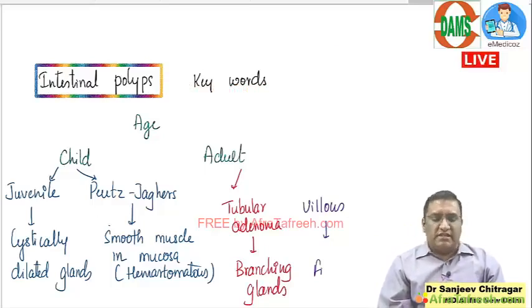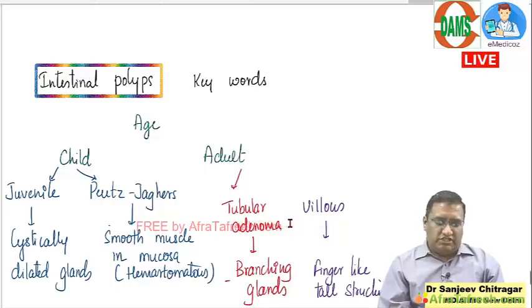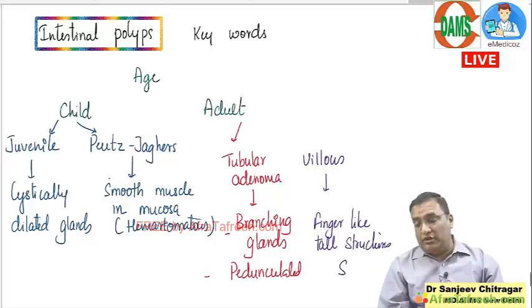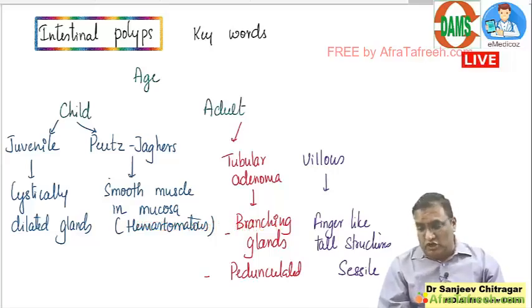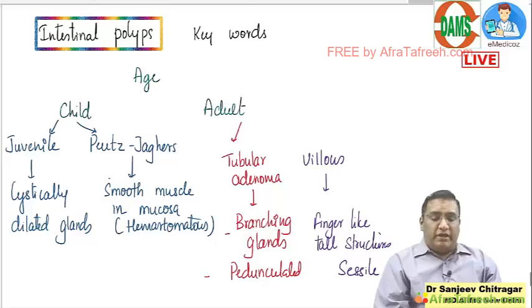Branching glands in tubular adenoma, whereas in villous there will be finger-like projections, finger-like tall structures will be seen. Apart from this, tubular adenoma will also be pedunculated. Villous will be sessile. Yes, CNS involvement will also be there in Whipple's, correct? Yes. So pedunculated and sessile.